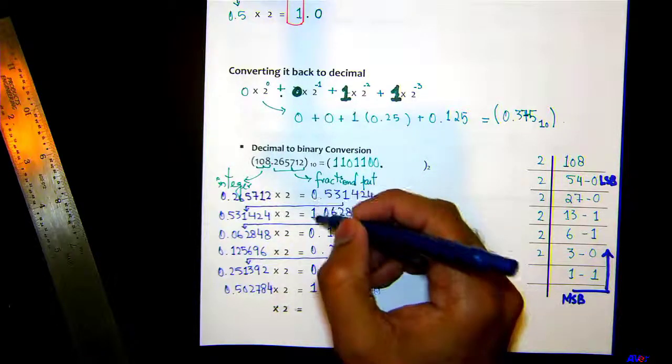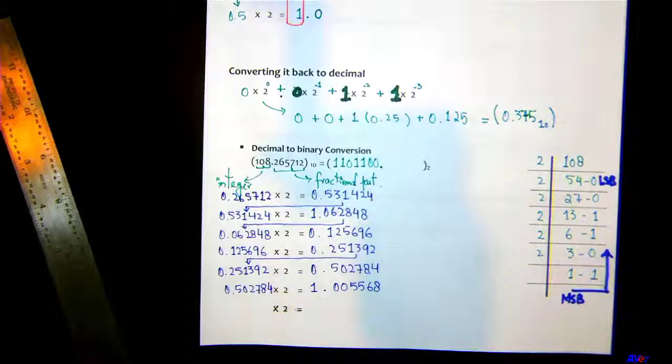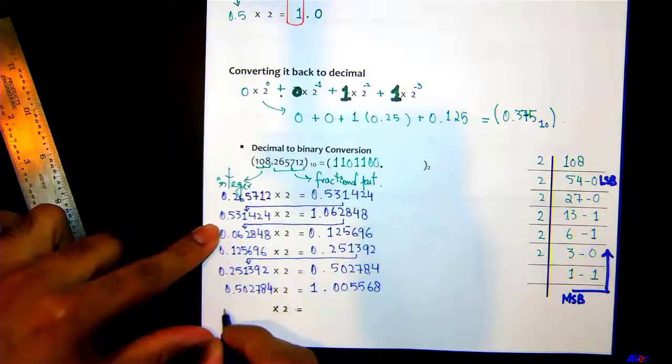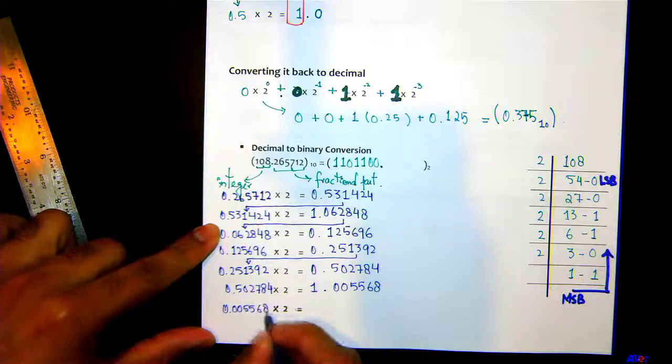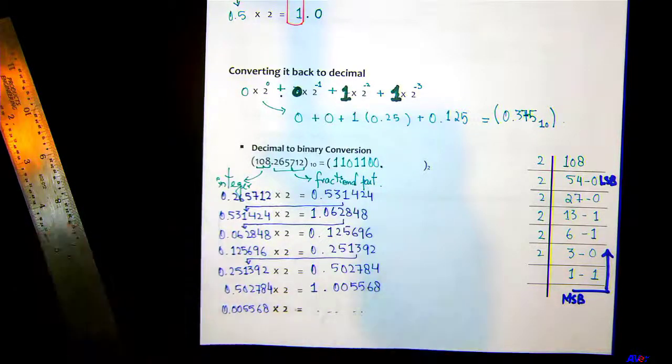In this case, we have 1, 2, 3, 4, 5, 6. So you can stop here. If you want to continue, you can. And then this would be 0.005568, and then you come up with some number. Okay, so I'm just stopping here.